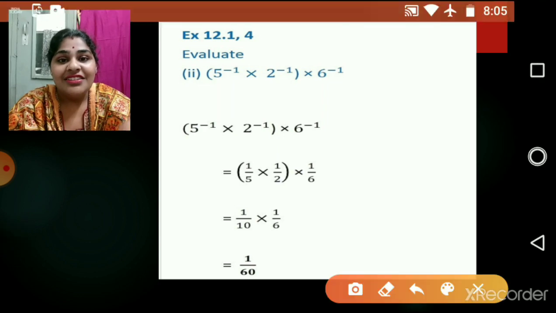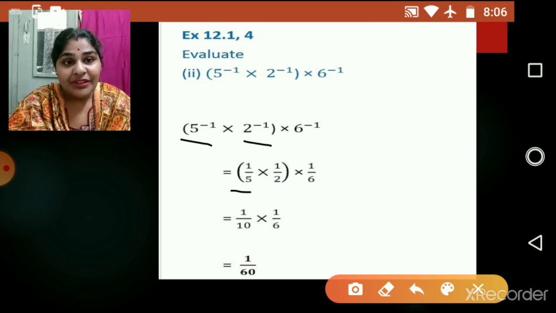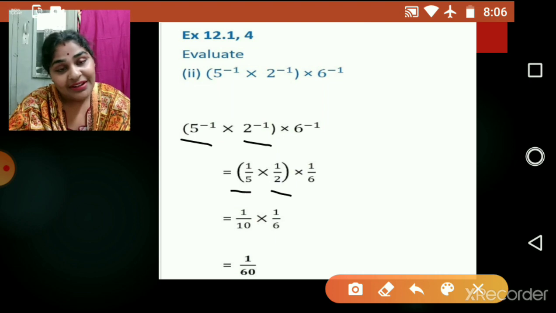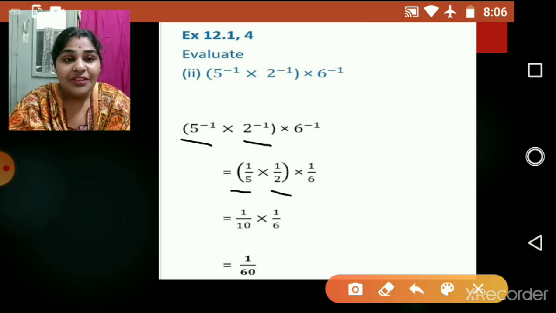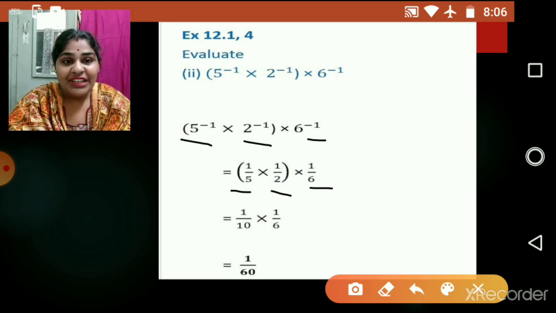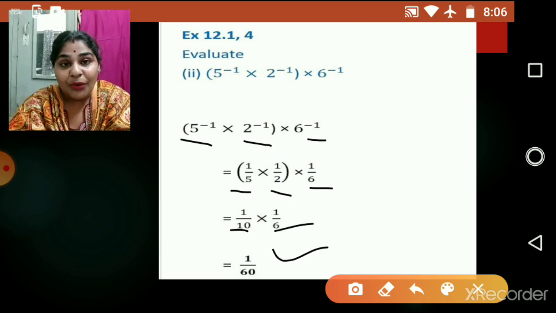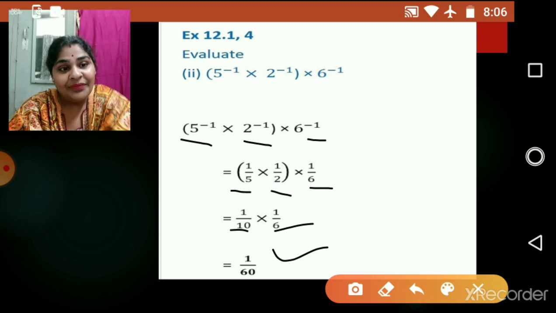Yeah. So you can see here 5 raised to minus 1 will be written as 1 upon 5. 2 raised to negative 1 will be written as 1 upon 2 raised to 1. That is nothing but 1 upon 2. Multiplied by 6 raised to negative 1 is written as 1 upon 6, which by solving the bracket first we will get 1 upon 10 multiplied by 1 upon 6, which is nothing but 1 upon 60.